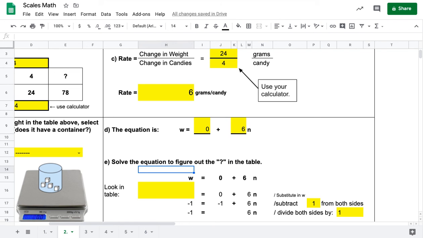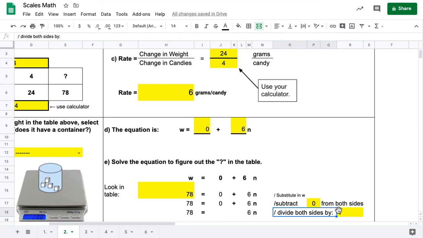All right, then it says solve the equation to figure out the question mark in the table. Again, there's the question mark. So it says when there is 78 grams. Okay, so how many candies are there if there's 78 grams? So I have to type in 78 there. Now, it's already 0 grams here because there's no container. So I don't need to subtract anything. In fact, I need to put a 0 here because I'm not subtracting anything. And now I've got 78 grams, and the only weight is 6 grams per candy times the number of candies, because there's no container.